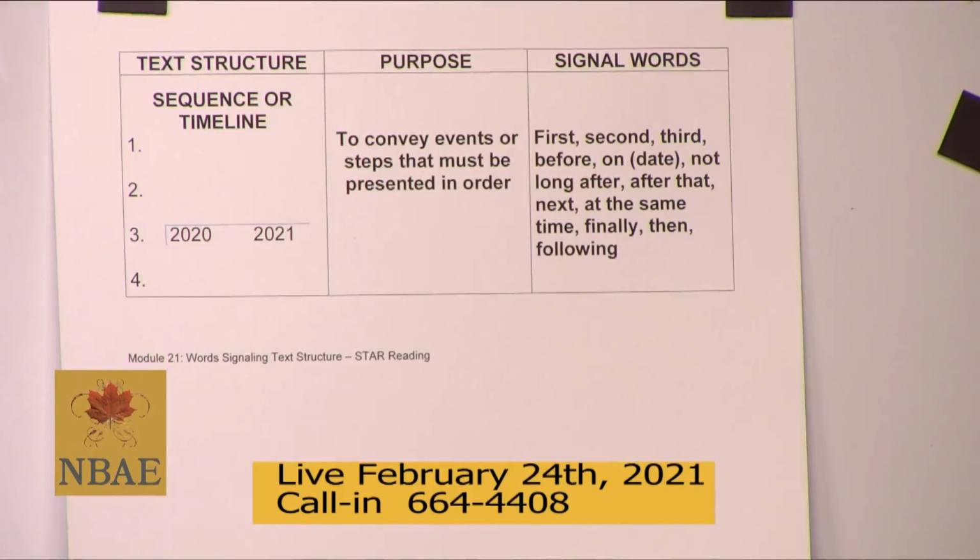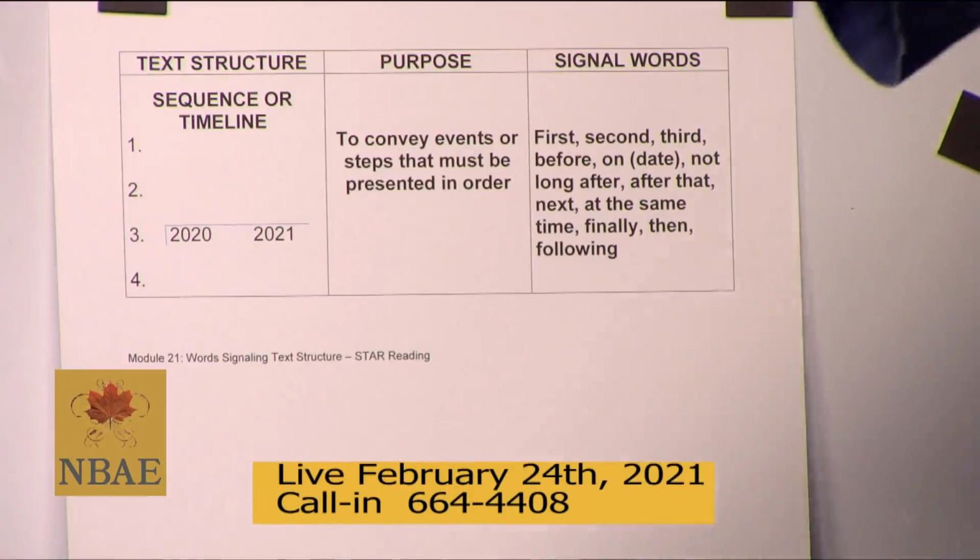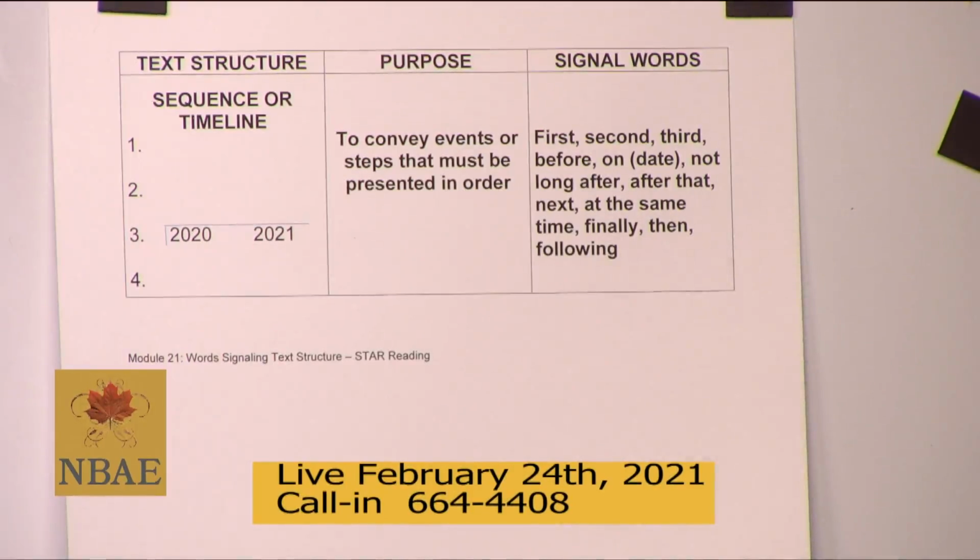The other one is a timeline, and you see the 2020, 2021. Timelines are used to indicate particular important events over a period of time. You might see those on a history text or a history question, a biography. I know Linda has talked a lot about The Immortal Life of Henrietta Lacks, a book that some of you may have looked at. That has a timeline across the top of each chapter indicating what the date range for that particular chapter would be. So the sequence or timeline is to convey events or steps that must be presented in order.